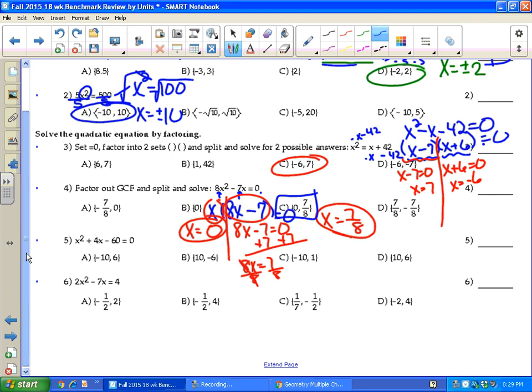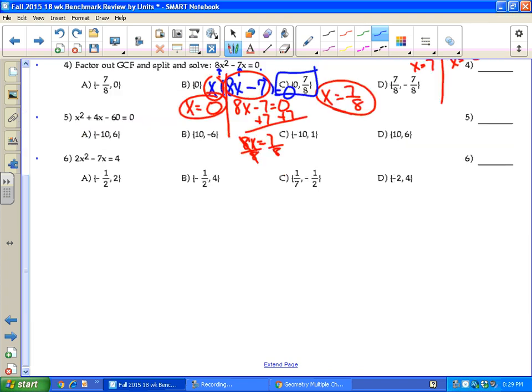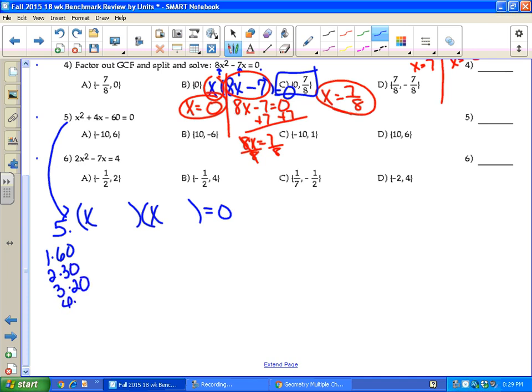All right, number 5, I'm factoring. Okay, so I'm going to work out number 5 down here so we have more room. If you factor number 5, x and x give me x squared. I'm going to try and set it equal to 0. What multiplies to give 60? It subtracts to give 4, because the last term is negative, so you're going to subtract to get 4. So 1 times 60, 2 times 30, 3 times 20, 4 times 15.